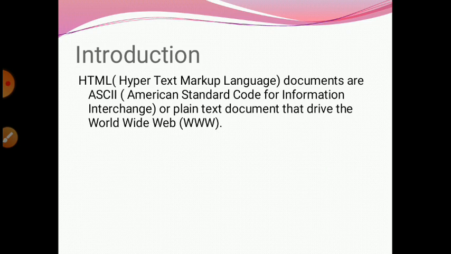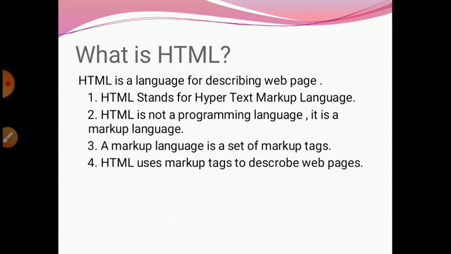The full form of HTML is Hypertext Markup Language. Documents are ASCII, American Standard Code for Information Interchange, or plain text documents that drive the World Wide Web. It means HTML is basically a language whose content is made with the help of ASCII code or plain text. When we are creating HTML, we are using plain text.